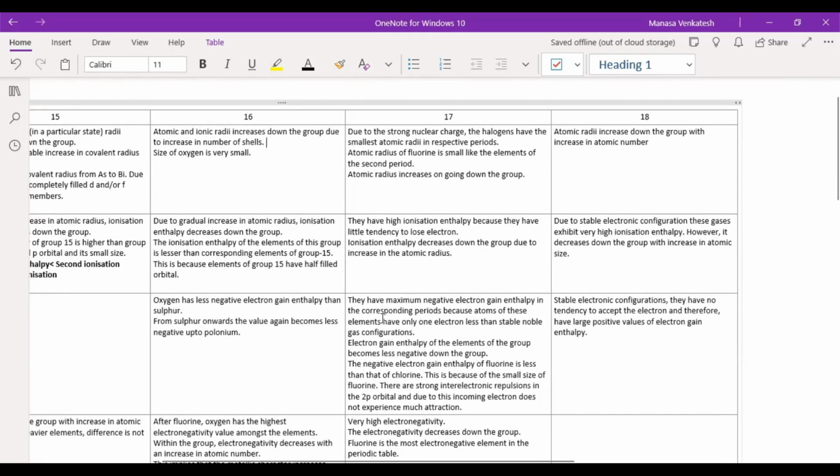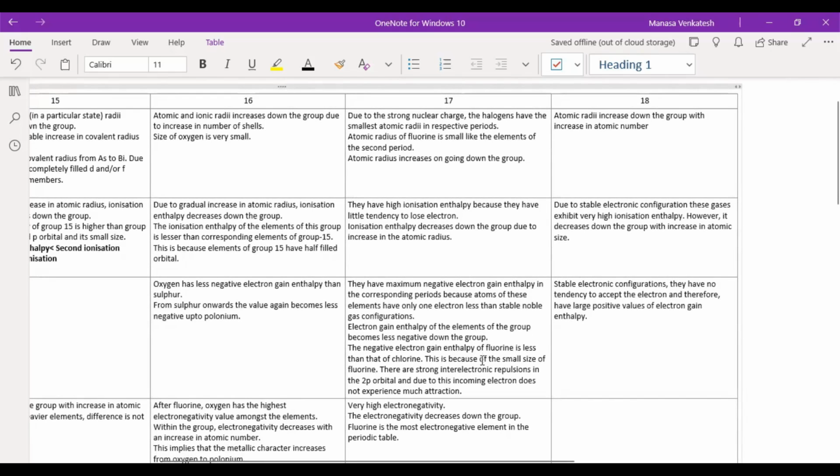It does not even require a lot of energy to add the electron because they themselves have a tendency to accept electrons. This is because they want to get to the noble gas configuration. Now, the electron gain enthalpy was obviously going to become less negative as we go down the group, and it's again similar to this case. Fluorine is less negative than that of chlorine, and this is because of the small size.